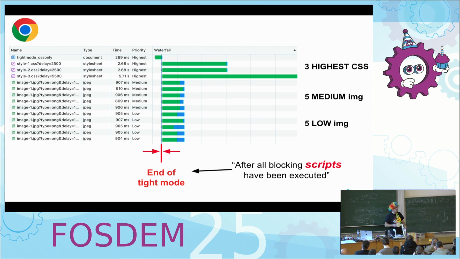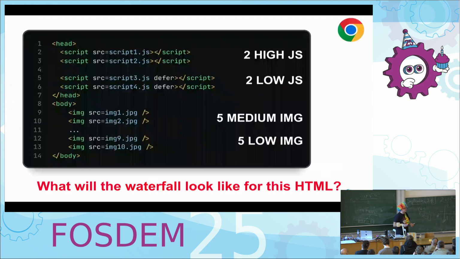Fantastic. So, now that you guys all know the basics, it's time to put that to the test. I'm going to ask you to think a little bit for yourself. You don't have to shout out anything, just think for yourself. Given this page, what is that going to look like in a waterfall? And why? How is this going to get loaded? So we have 2 render blocking JavaScripts of high priority, 2 deferred JavaScripts, which in Chrome are going to be low priority. And then we have our 10 images again. First 5 are medium, and then we have 5 lows. 10 seconds, imagine what the waterfall is going to look like.